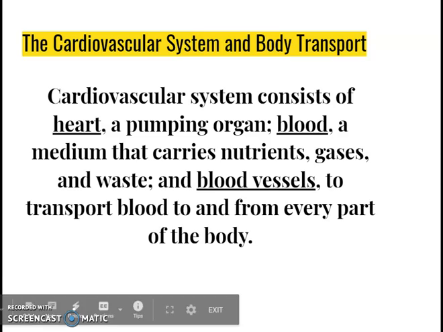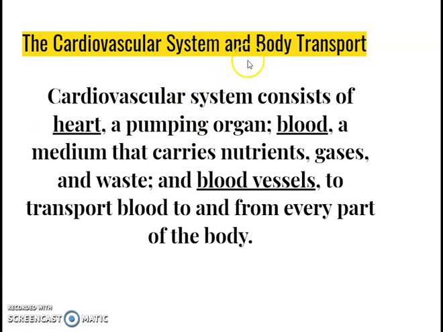All right, so the cardiovascular system is really a way to transport a variety of things throughout our body. So there's three main components. There's a heart, which is the pump. This is how you actually force the blood throughout the body. The blood is the medium that carries the nutrients, gases, and waste. And then blood vessels are what the blood basically goes through to get to every part of the body.